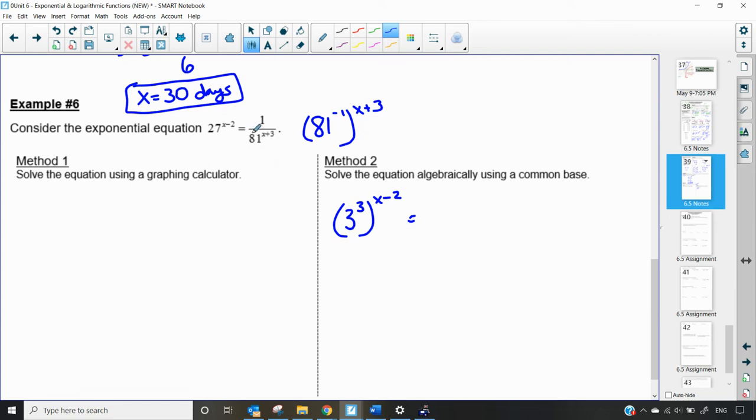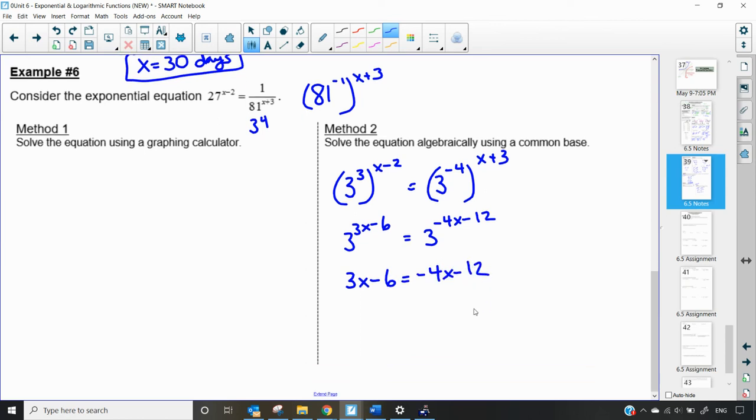So we can rewrite this as a new exponent here. 81 is the same as 3 to the 4th, so I'm going to rewrite it as 3 to the negative 4, and then outside I've got x plus 3. Multiplying everything out, I have 3 to the 3x minus 6 equals 3 to the negative 4x minus 12. Once again, I have equal powers with the same bases, meaning I have the same exponents.